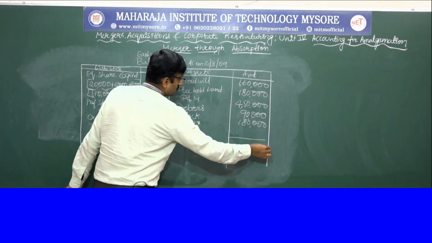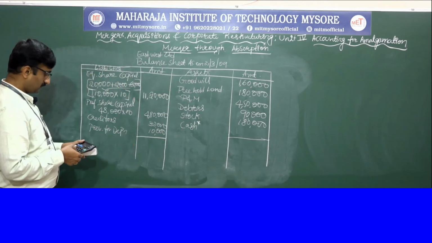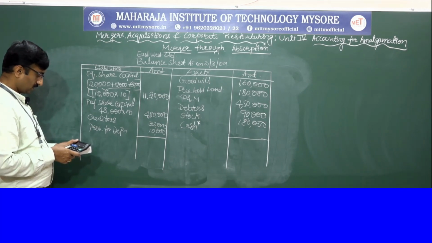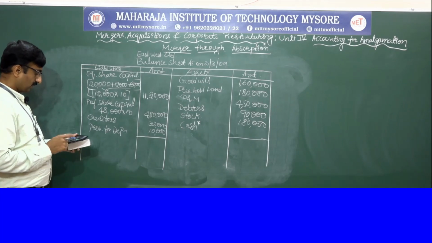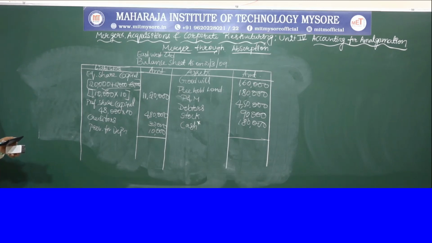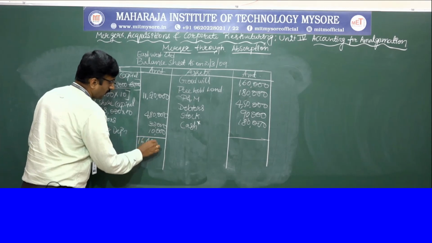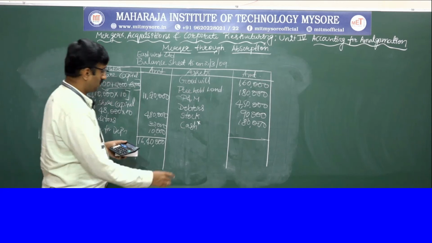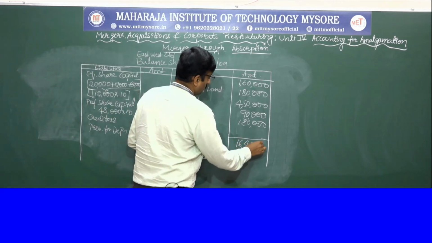This is the total liability and this is the total asset. So calculate: 4,80,000 plus 30,000 plus 10,000 plus 11,20,000, you will get 16,40,000.